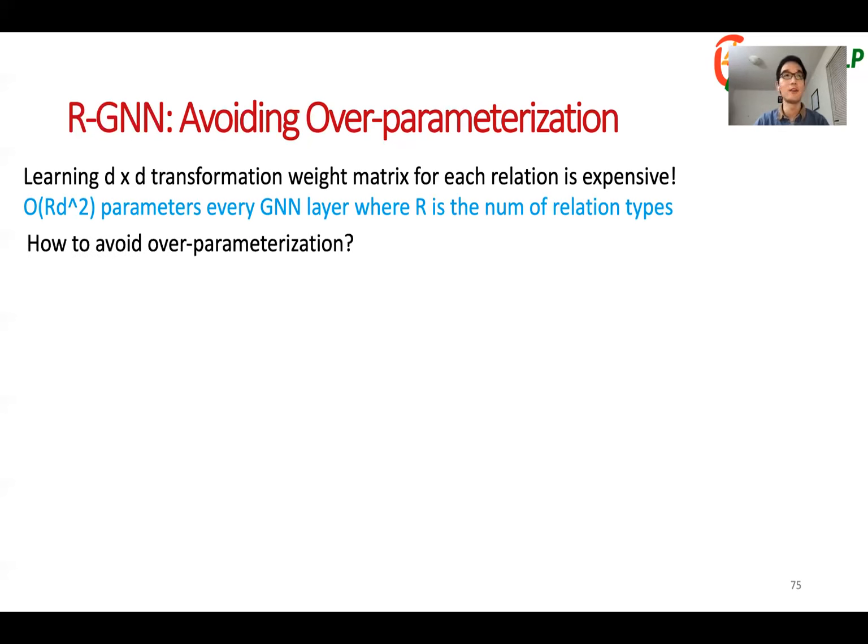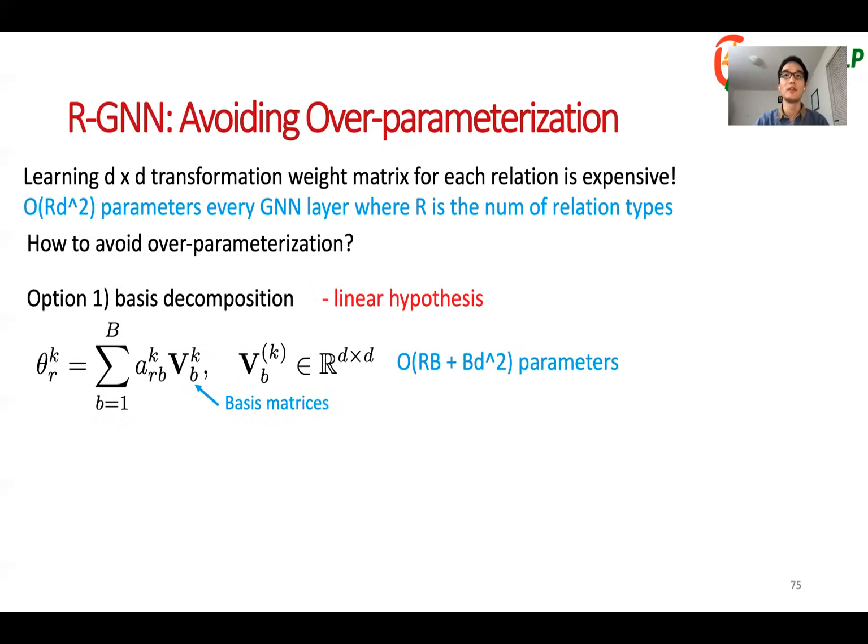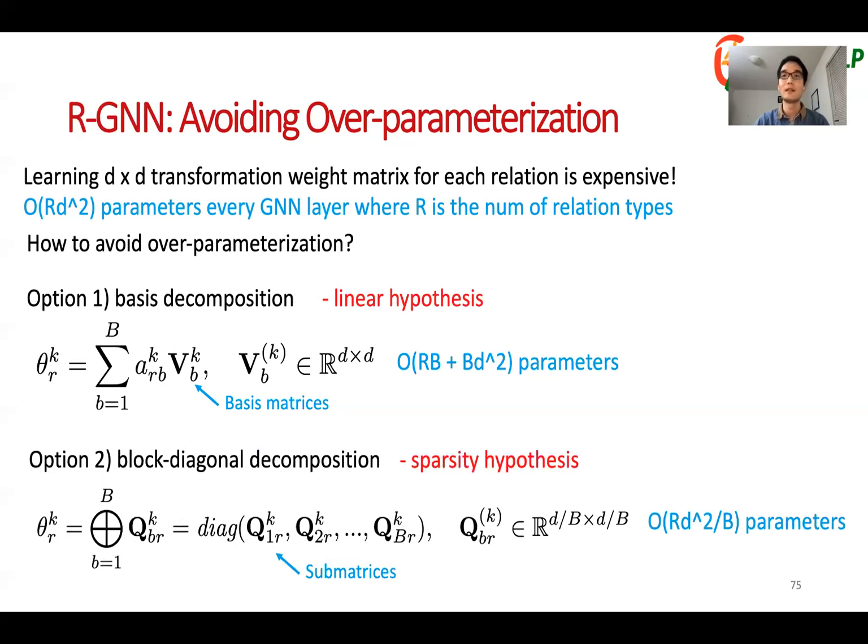So how to avoid over-parameterization? There are two common ways. One is to introduce basis decomposition, which regards the relation matrices as a linear combination of shared bases, which can be seen as a form of weight sharing between different relations. The second strategy is block diagonal decomposition, which can be seen as a matrix sparsity constraint.